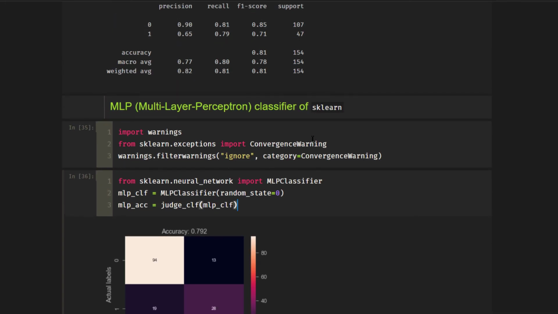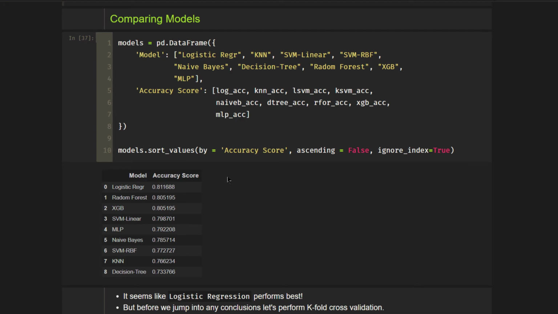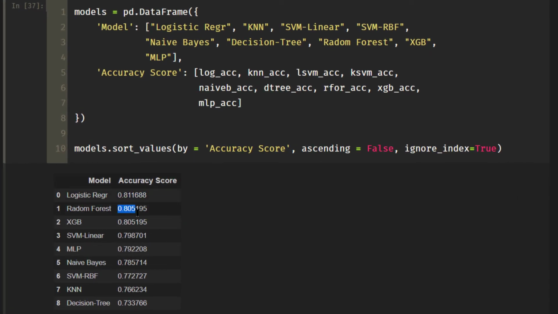So we have seen a lot of machine learning algorithms. Now let's just compare all of them. Now it seems like logistic regression is the winner. It has the highest accuracy score, and then random forest, then XGBoost, and so on, right? Then SVM and so on.